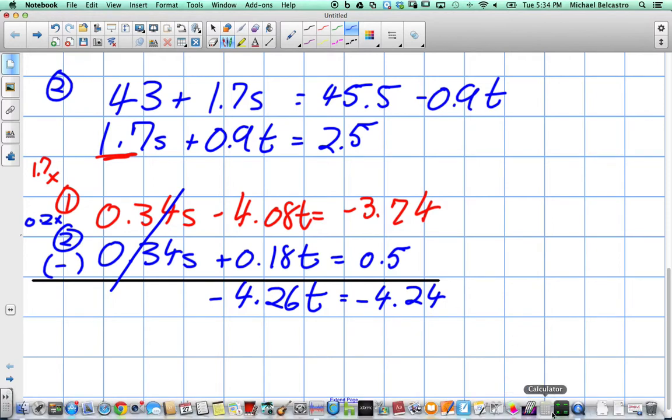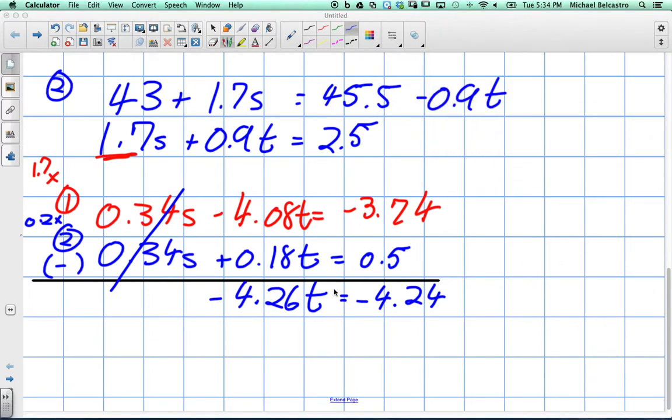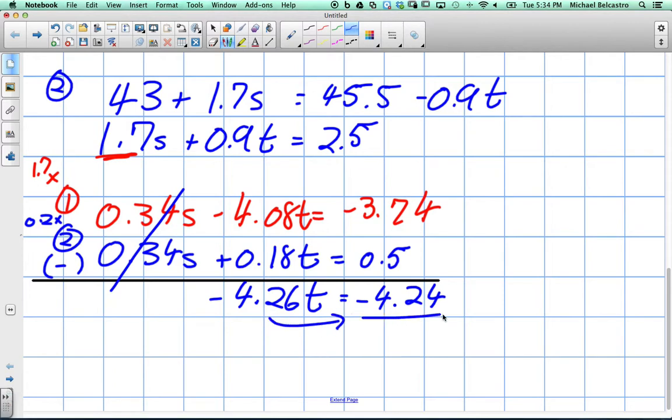I can always double check also myself. Yeah, they're both right. Okay, great. So then the last thing to do here is to isolate for t. So we have to bring this over and divide by negative 4.26. So they're really close in value. T should be a little less than 1.